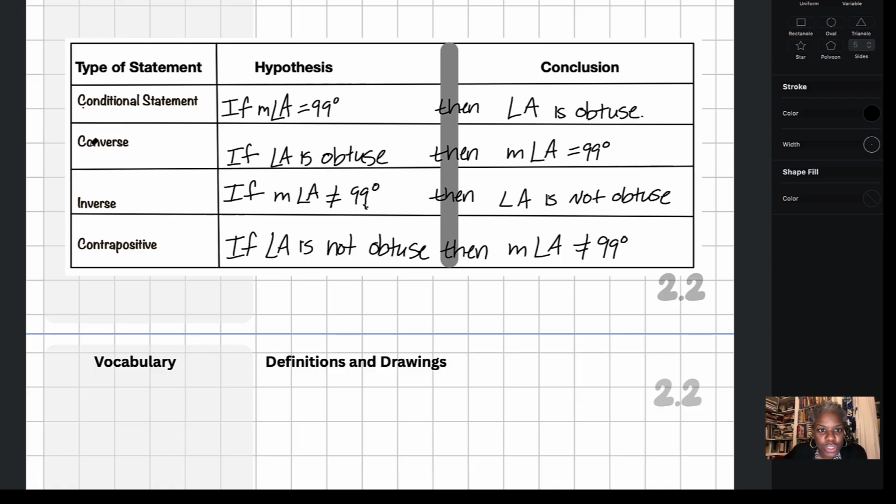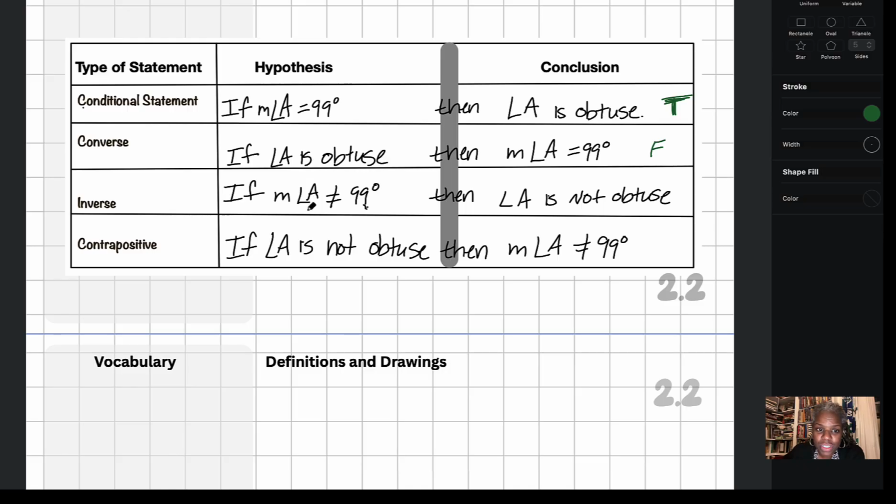Let's look at the first conditional statement, the original statement. If the measure of angle A is 99 degrees, then A is obtuse. That's clearly true, right? I don't think anybody can argue with that because we know the definition of obtuse. Obtuse just means an angle that's somewhere between 90 degrees and 180. So that's true. Let's check out this one, the converse. If angle A is obtuse, then the measure of angle A has to be 99. That's false, y'all. It could be some other thing.